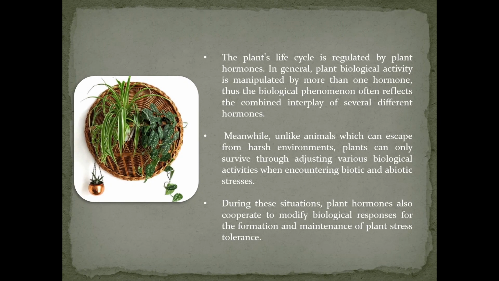The plant life cycle is regulated by plant hormones. Generally, plant biology is actively manipulated by more than one hormone. The biological phenomenon reflects the combined interplay of several different hormones. This information is mainly important for the soil and for effective learning about plant growth hormones. Hormones also cooperate to modify biological responses, and in the formation and maintenance of plant stress tolerance.